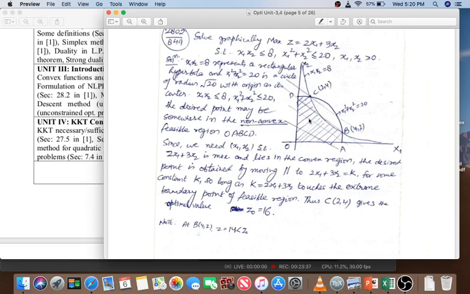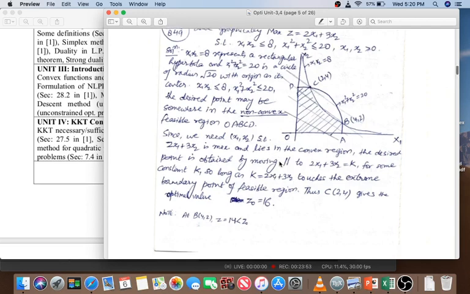If you find the values, at (2, 4) it gives the maximum value 16. At (4, 2) you can check it is 14, which is less. So I want the maximum value, and the maximum value of this objective function is 16. By this way we can find the optimum value.